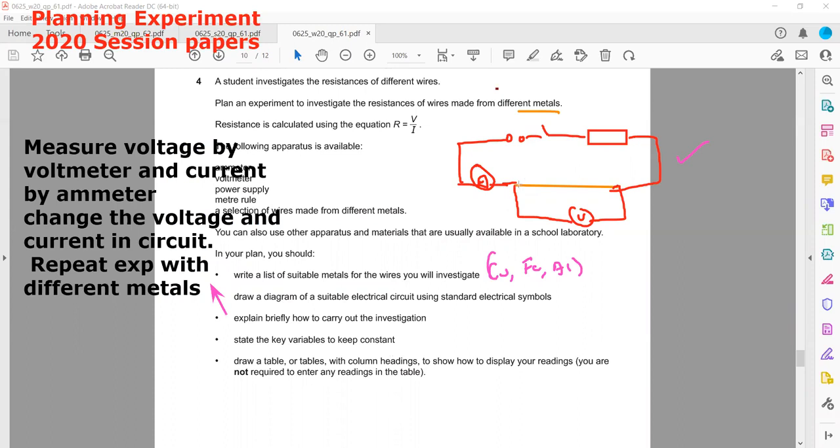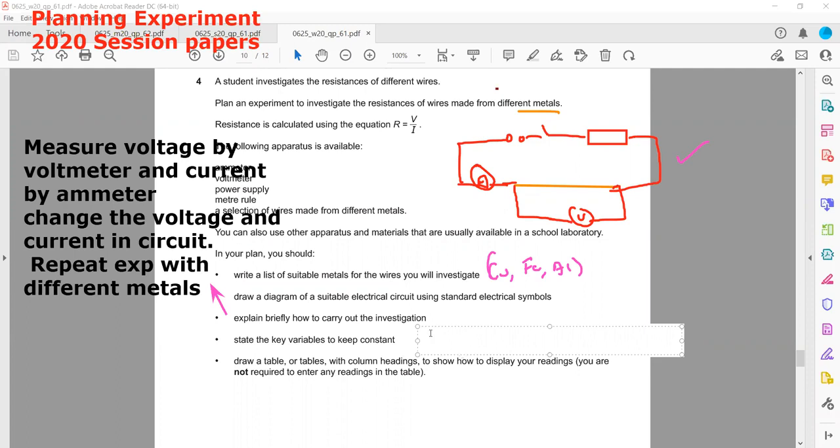State key variables that must be kept constant. What are the things we should keep constant for investigating how the resistance of a wire is changing? The temperature, the type of voltmeter, ammeter, battery supply. Yes, you can mention that. That is also acceptable, but the best way is to start with the material, because resistance changes with the length and area. The type of battery or meters is acceptable, but the best thing is to start with what we are investigating, because we are investigating the wire. So we should start with any change in the wire.